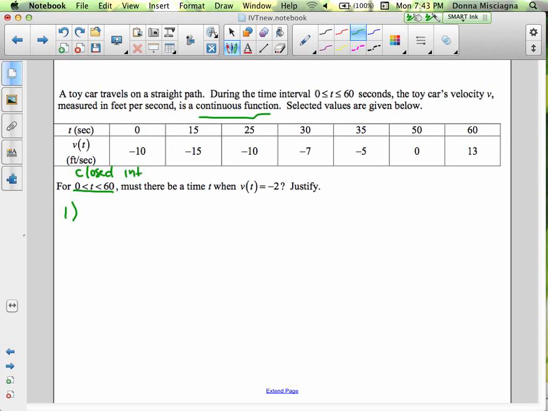right? So you've got a closed interval. You have a continuous function. You're finding c such that f of c equals k. You want to think intermediate value theorem, right? All right, so it means you've got to meet the requirements for the intermediate value theorem. So number one, we have to determine if this is a continuous function.